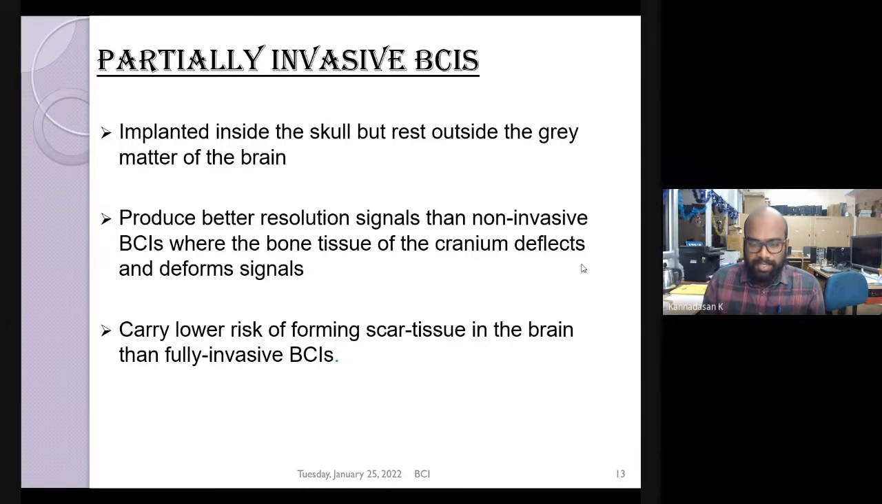So that is what it is. Then they carry lower risk of forming scar tissue in the brain than fully invasive BCIs. So yes, of course, when you are placing it deep inside, you will have the risk of scar tissue buildup. Here, you don't have that much of it. It has lower risk compared to invasive.